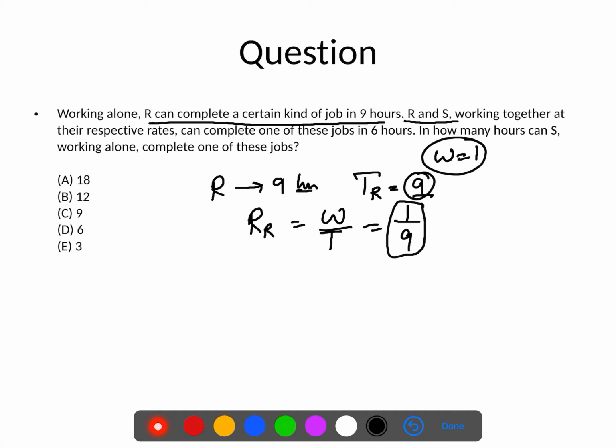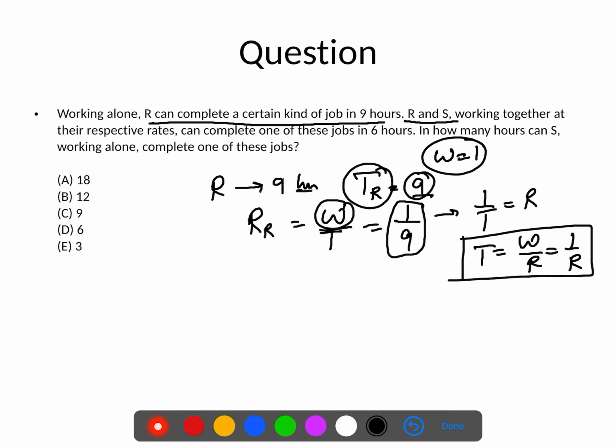So 1 over T becomes the rate, because work is taken as 1. And again, time taken would be work upon rate. So 1 over rate in this case would be the time taken. So the inverse of time is rate for us, and the inverse of rate is time, because we are taking work as 1.